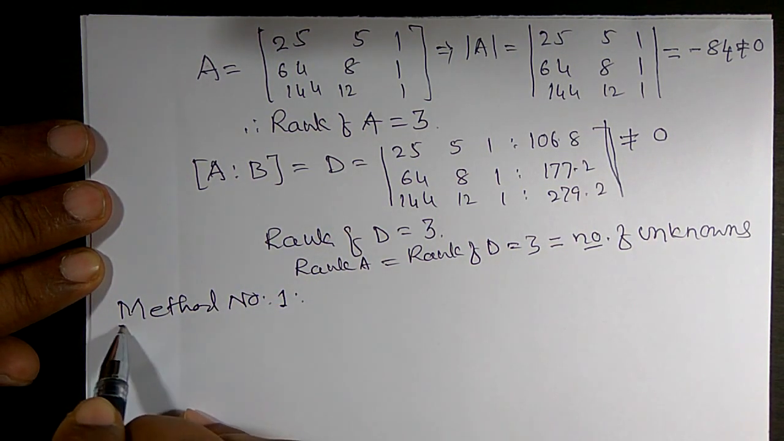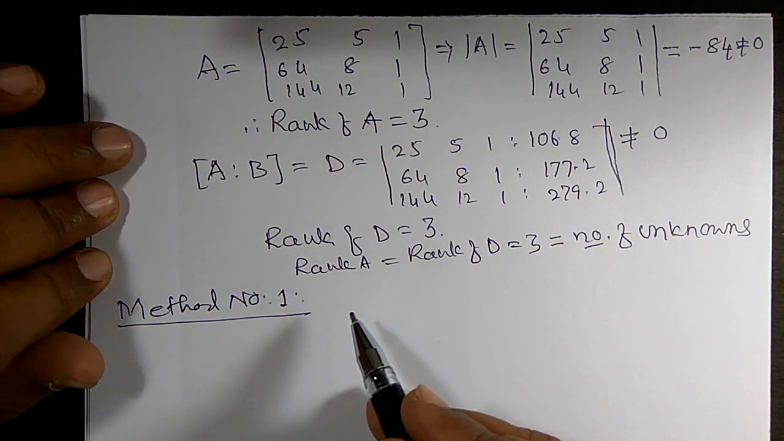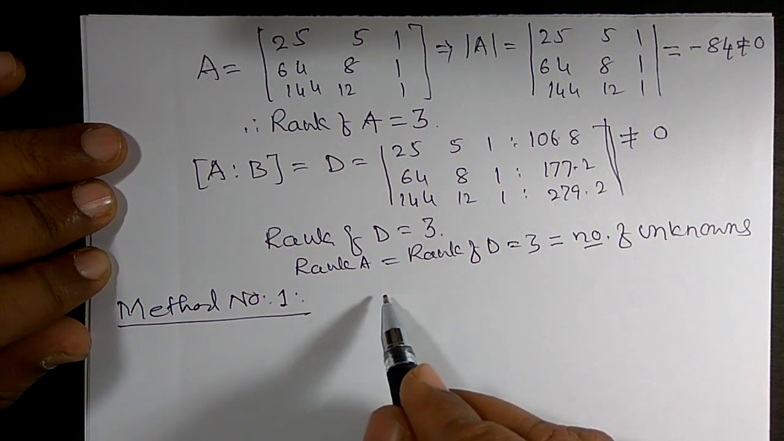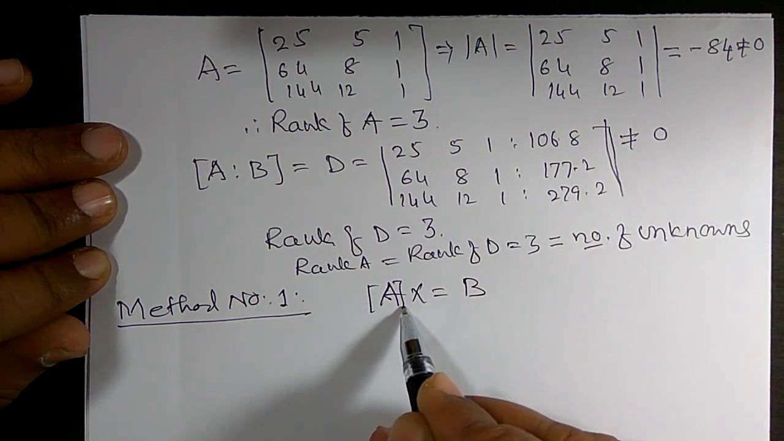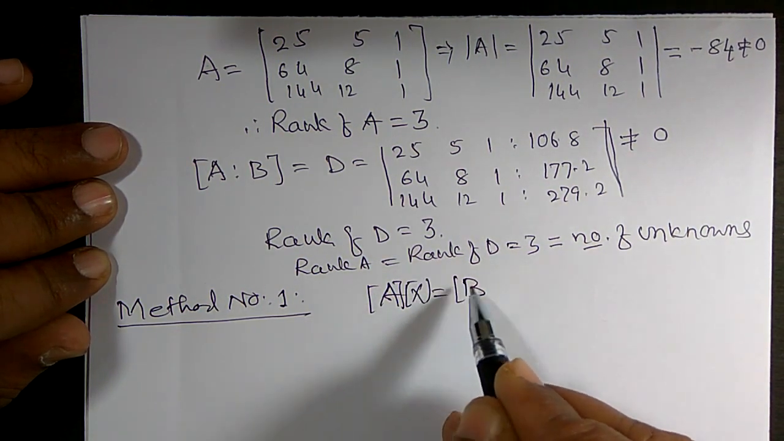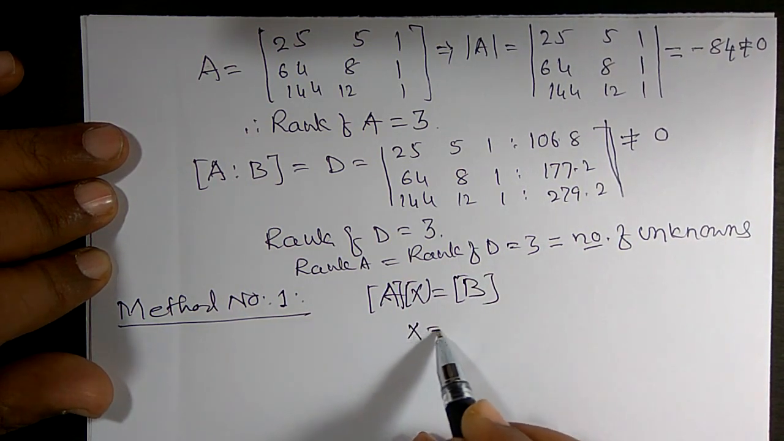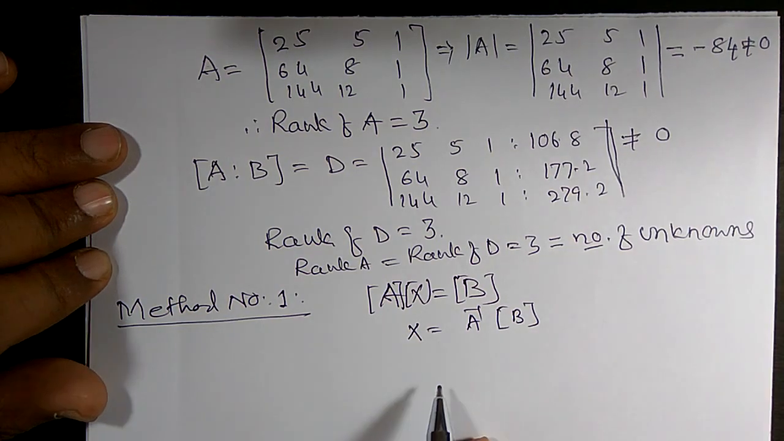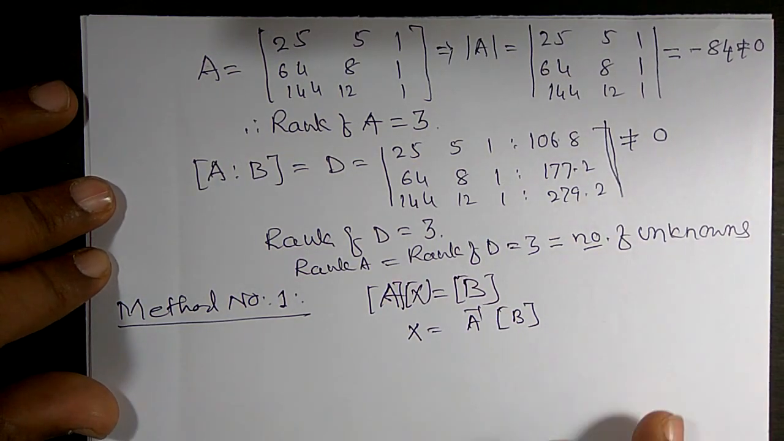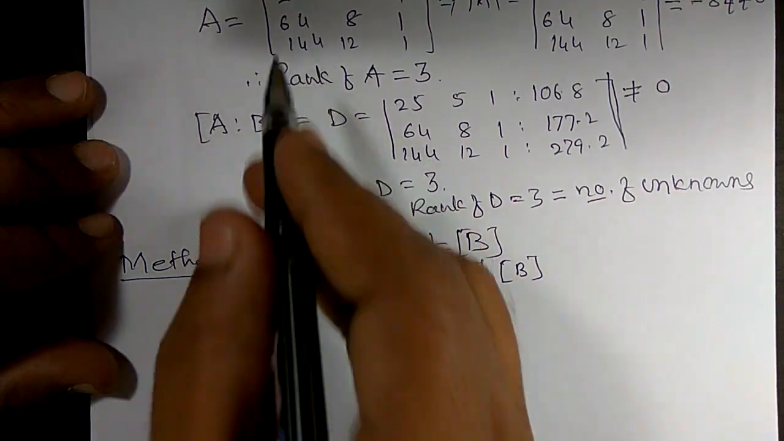Namely, I will call it method number 1. Now we have already obtained a matrix equation AX = B, where A is a matrix, X is a matrix, and B is a matrix. Therefore, X is equal to A inverse times B. B is known, but I don't know A inverse. But I know A.